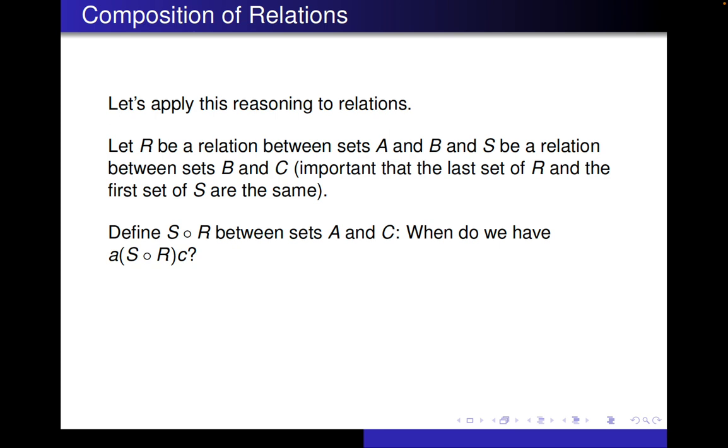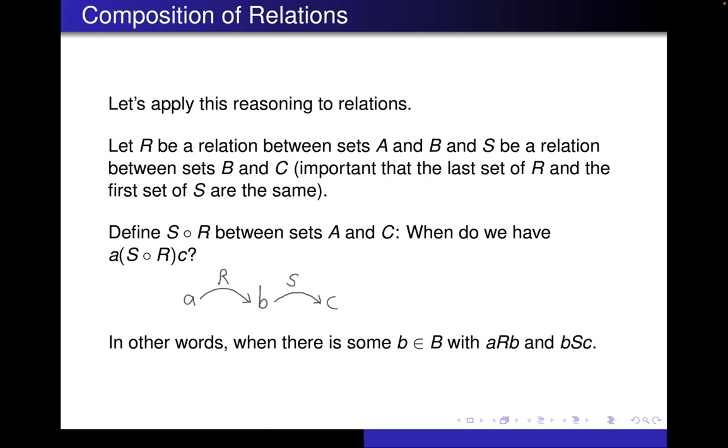Well, we're going to play the same arrow game as we played before. We're going to start with A. We're going to try to find some element B where A and B are related under the relation R. And then we're going to try to find an arrow from B to C where B and C are related under the relation S. And if that two-arrow system works out, then A is related to C. So another way of saying that is there exists some little b in B such that A is related to B under R and B is related to C under S.